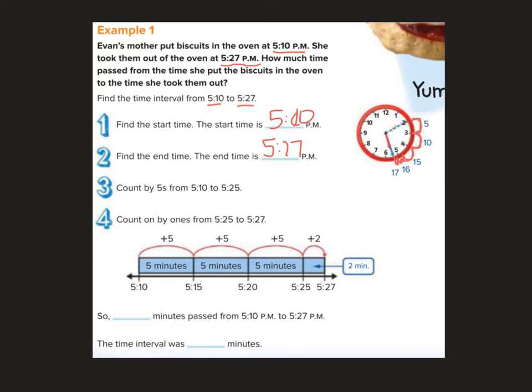17 minutes have passed. This is my favorite way. Do it on a timeline, number line, whatever you want to call it. If I start at 5:10 and I jump to 5:15, I added 5 minutes. 5:20, add another 5. 5:25, add another 5, and 5:27 was a 2-minute jump. And I can count 5, 10, 15, 16, 17. So 17 minutes have passed. The time interval was 17 minutes.